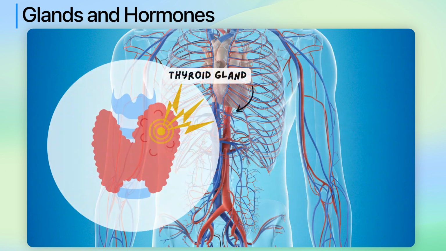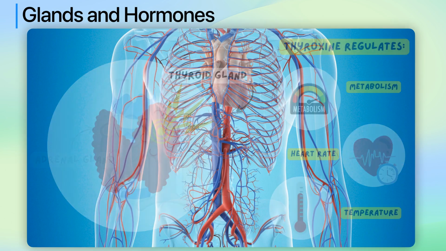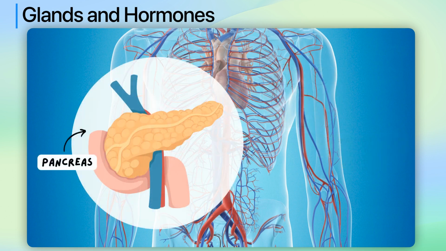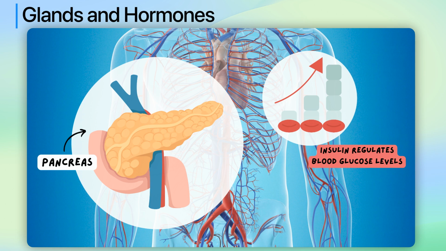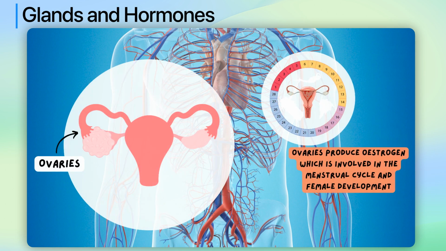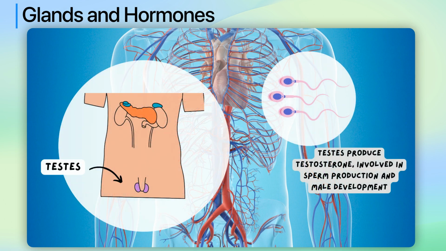Secondly, the thyroid gland. This produces thyroxine, which helps regulate metabolism, heart rate, and temperature. Next, the adrenal gland. This produces adrenaline, which triggers the body's fight or flight response. The pancreas produces insulin, which helps regulate the level of glucose in the blood. The ovaries, which produce estrogen, involved in the menstrual cycle and the development of secondary female sexual characteristics. And lastly, the testes, which produce testosterone, involved in sperm production and the development of secondary male sexual characteristics.